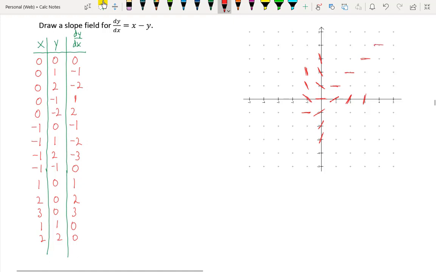Okay, so let's try a 1, 2. So that's 1 take away 2. That's going to be a -1 slope right there. So that's going to be a -1 right there.